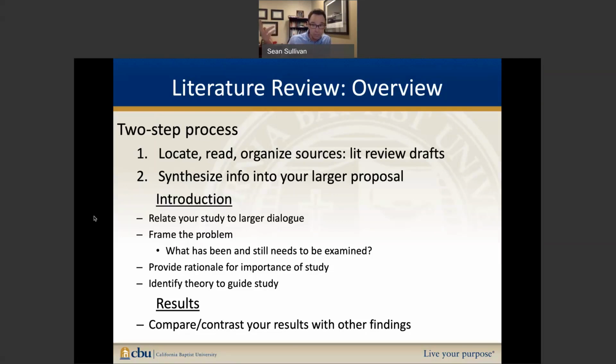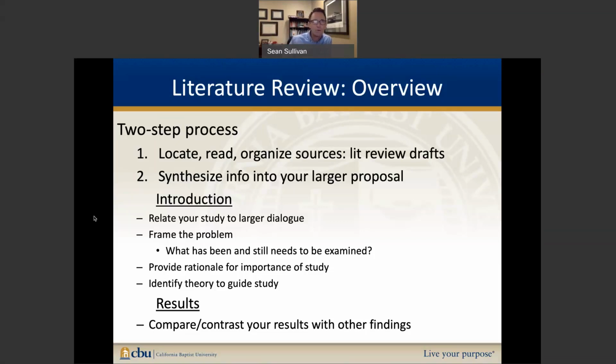The introduction, as we're talking about now, and again, it relates your study to the larger dialogue or to research discussion, frames your problem, provides rationale for the importance of your study, and provides guiding theory that you might use. But then it also comes back later on into your proposal or your research paper, the results section, and even the discussion section.